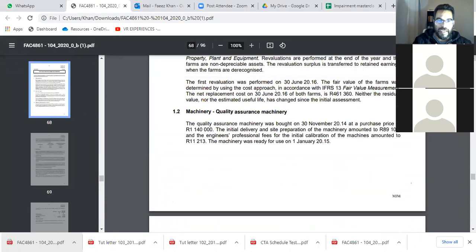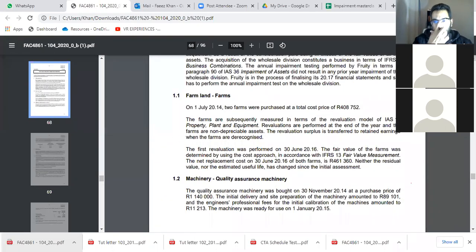So the farm is under note 1.1. They're telling you that on 1 July 2014, 2 farms were purchased at a total cost of 408,752. The farms are subsequently measured in terms of the revaluation model of IAS 16 PPE. Revaluations are performed at the end of the year and the farms are non-depreciable assets. The revaluation surplus is transferred to retained earnings when the farms are de-recognized.